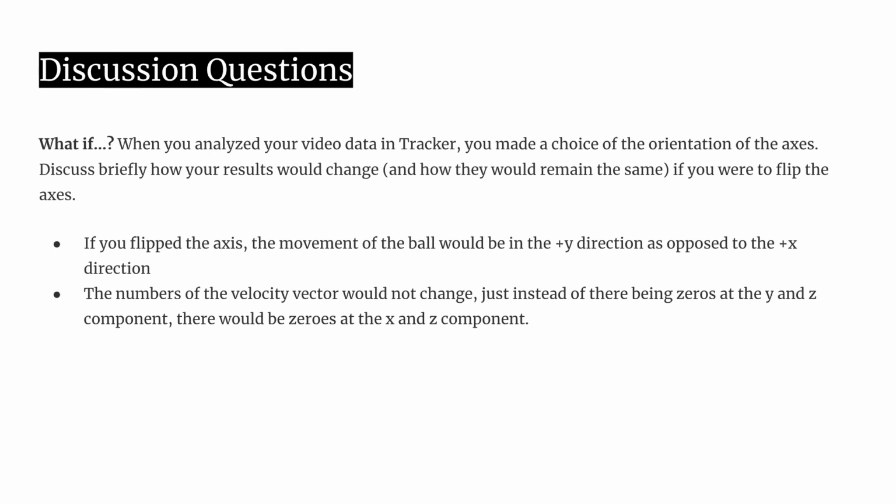Discussion question. What if, when you analyze your video data in Tracker, you made a choice of orientation of axis? Discuss briefly how your results would change and how they would remain the same if you were to flip the axis. Well, if you flip the axis, the movement of the ball would be in the positive y direction as opposed to the positive x direction. The numbers calculated in the velocity vectors would not change, but instead of there being zeros at the y and z components, there would be zeros at the x and z components.